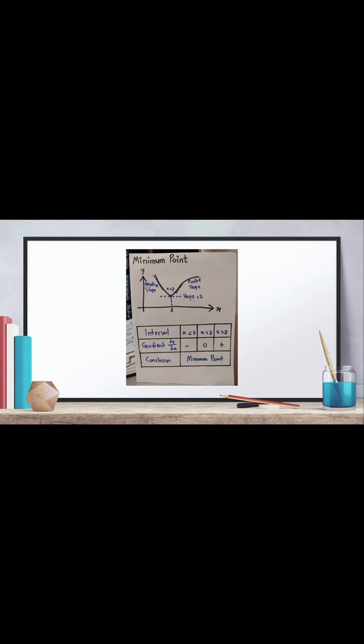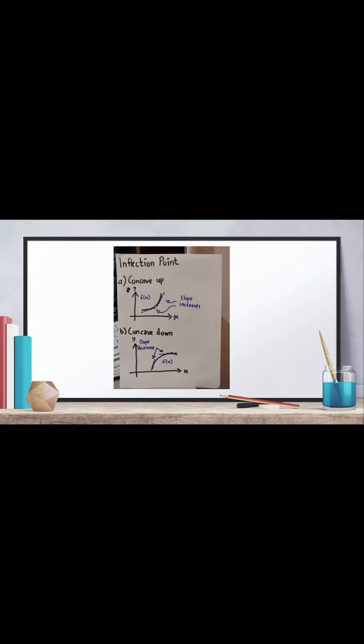And we go to the minimum point. If the interval is x less than a, the gradient is negative. If x equal to a, then the gradient is 0. For the interval x more than a, the gradient is positive. So that is a minimum point.